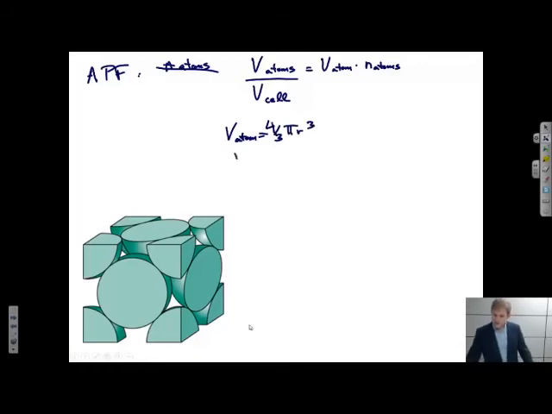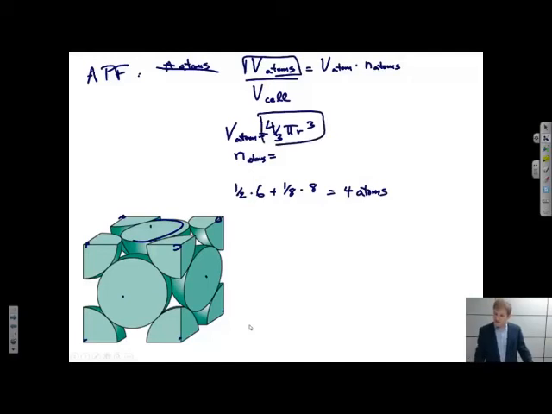The number of atoms in the FCC structure: I have half an atom on the top and bottom, half an atom on the front and back, and half an atom on the left and right. So that's 1/2 times 6, plus I have 1/8 of an atom on each of the 8 corners. 1/8 times 8. So 6/2 plus 8/8 equals 4 atoms. So the volume of atoms is just the volume of a single atom times the number of atoms.